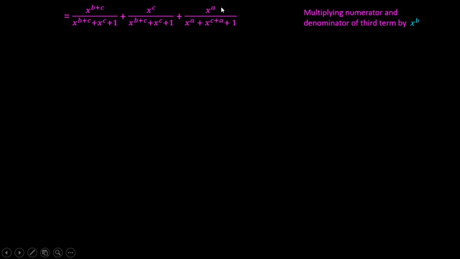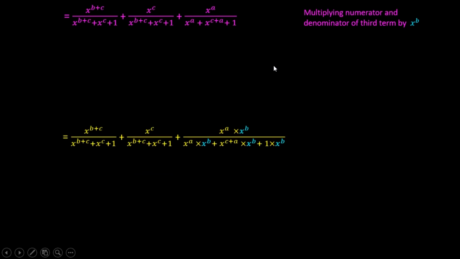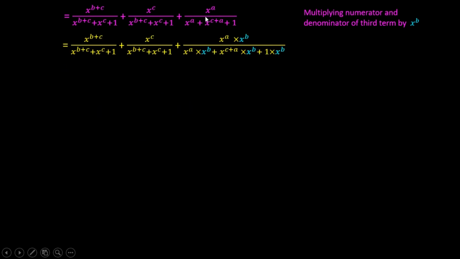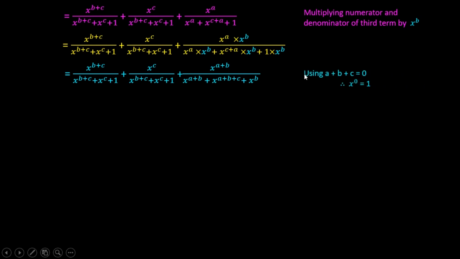Because x to the power b is not in this term, we have to multiply it with x to the power b on the numerator and on the denominator. So it looks like this. x to the power b is multiplied here, here and here with all the terms in this term. Then you just have to follow the rule: the base is the same, so the powers have to be added.